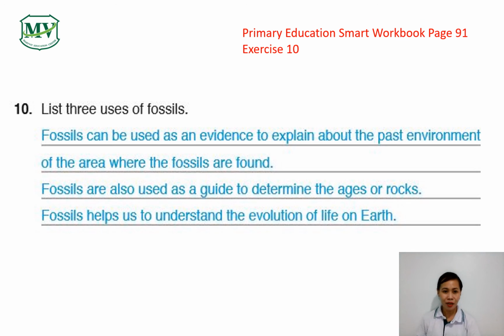Number 1, fossils can be used as an evidence to explain about the past environment of the area where the fossils are found. Number 2, fossils are also used as a guide to determine the ages of rocks. And number 3, fossils help us to understand the evolution of life on Earth.